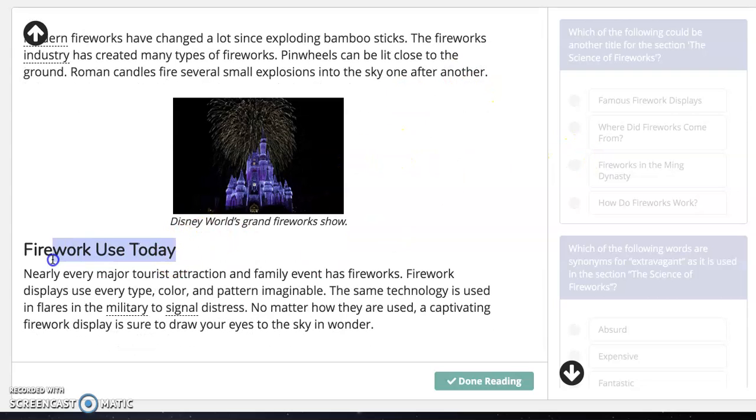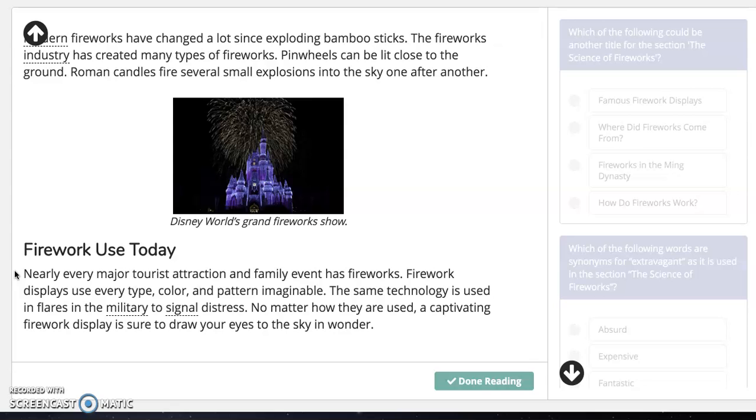And our last one is going to be firework use today. Okay, so our last heading. Nearly every major tourist attraction and family event has fireworks. Firework displays use every type, color, and pattern imaginable. The same technology is used in flares in the military to signal distress.